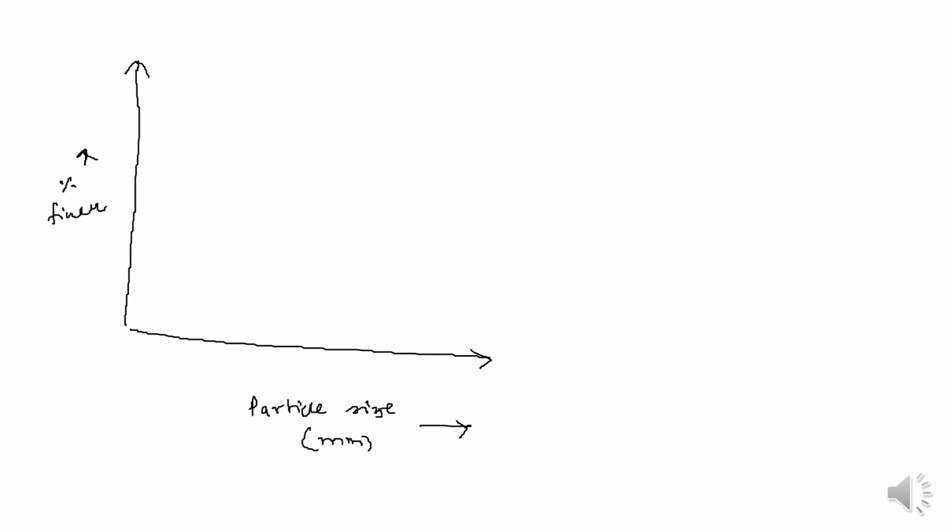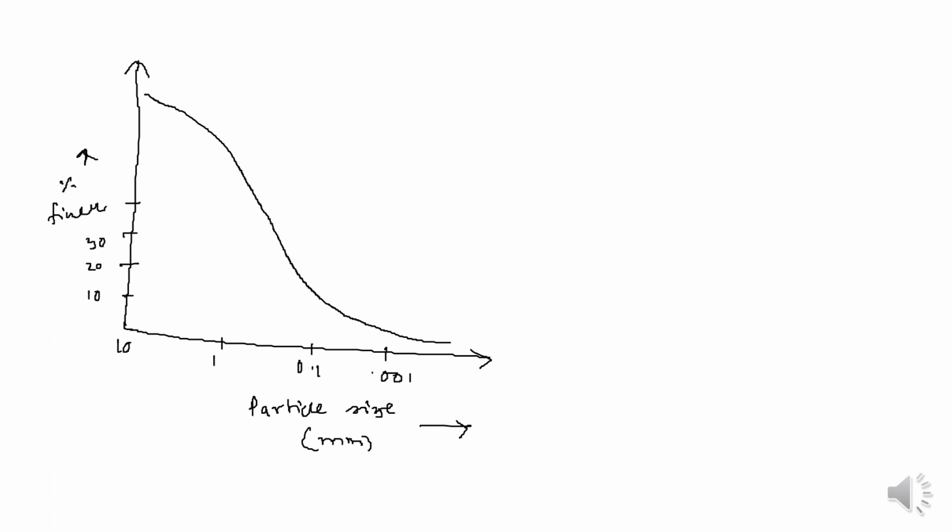Let me mark it in millimeter on the x-axis. Okay, so let us draw by representing the particle size decreases from left to right. So it is 10, this is 1, this is 0.1, this is 0.001 and so on. So suppose if you plot the graph, the values from the table, it looks like an inverted S.